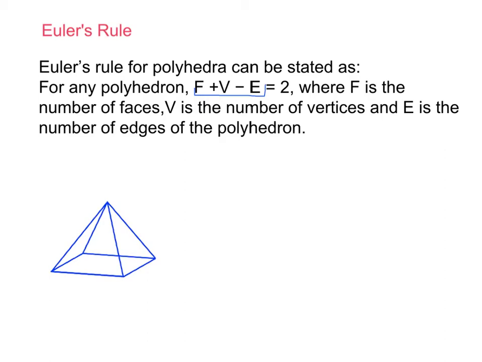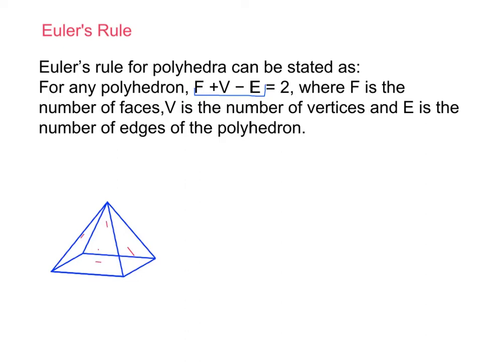So it's saying f is the number of faces, v is the number of vertices, and e is the number of edges. Okay, so how many faces do we have here in this square-based pyramid? I'm going to do an example of applying Euler's Rule so you guys understand it. So we count our faces. We have 1, 2, 3, 4, 5.